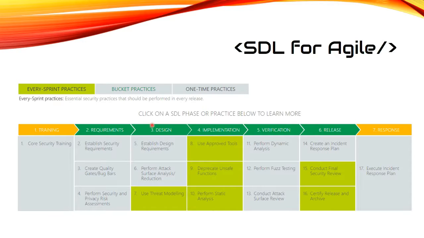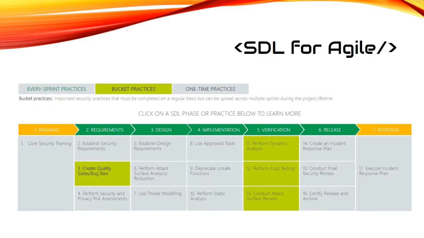So for every sprint practices, you need to use threat modeling in your design. For the implementation, you need to use approved tools, deprecate unsafe functions, and perform static analysis. For the release, you need to conduct a final security review and certify release and archive. So let's take a look at the bucket practices.